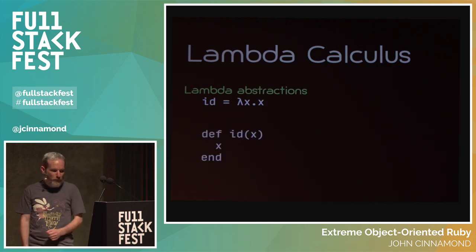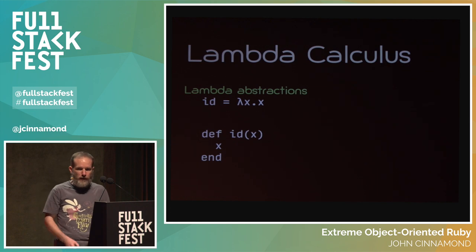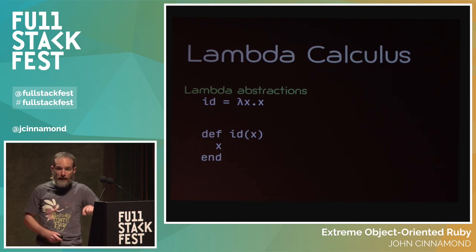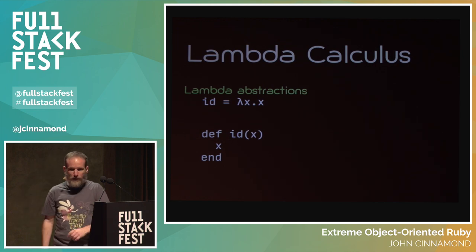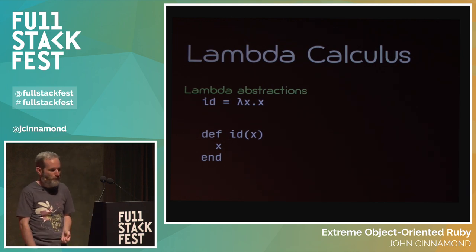And we can write the same thing in Ruby by saying def id takes a single argument of x. Now, this is the thing that comes before the dot. Then the method body is everything that comes after the dot. In this case, it's just a simple x.